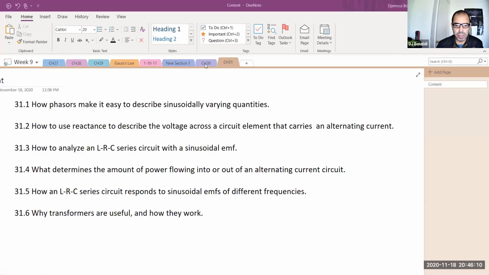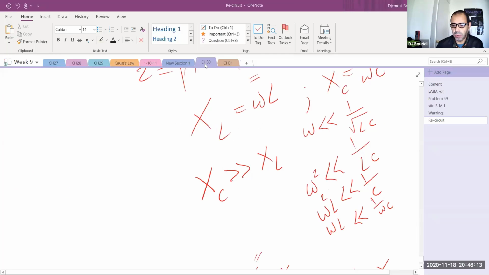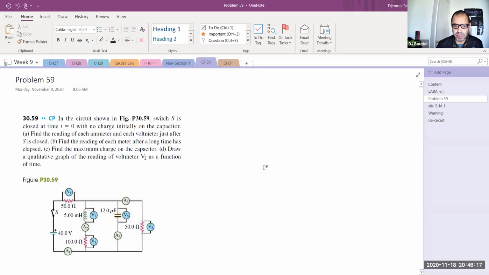Okay, so from chapter 30, as I promised, we have an example from problem 59. I copied it already from the publisher's book that they provided. In the circuit shown in this figure, switch S is closed at time t equal to 0, with no charge initially on the capacitor.